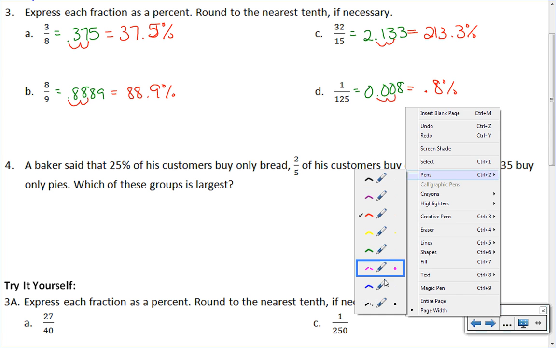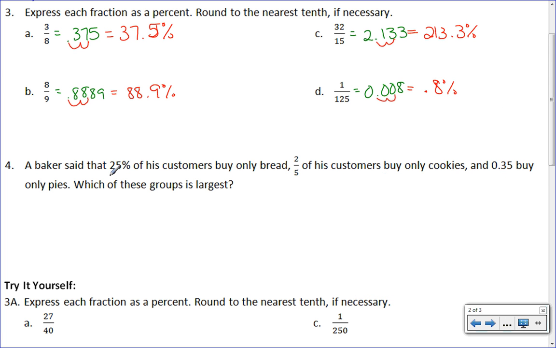Well, in order to compare these 3 numbers, we're going to need to have them all in the same format. Now, it's up to you what format you want them in. I'm guessing that we probably don't want to change them all to fractions, because fractions are still difficult to compare anyway, even when they are all written as fractions. So whether you want to change these all to percents or change them all to decimals is up to you. I'm going to change them all to decimals. I think it's easier to compare those.